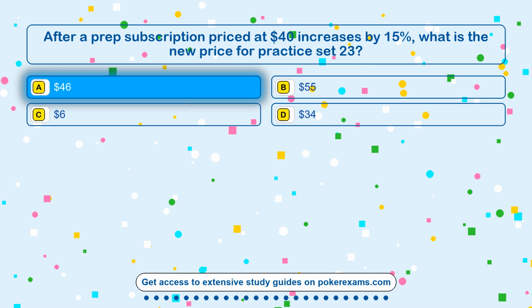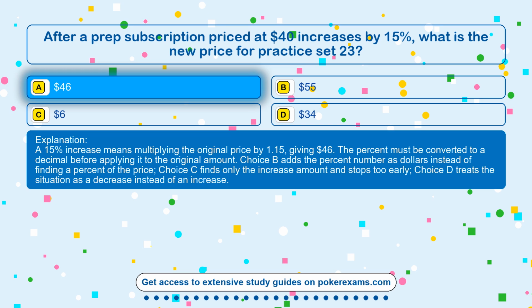The correct answer is option A, $46. A 15% increase means multiplying the original price by 1.15, giving $46. The percent must be converted to a decimal before applying it to the original amount. Choice B adds the percent number as dollars instead of finding a percent of the price, Choice C finds only the increase amount and stops too early, Choice D treats the situation as a decrease instead of an increase.